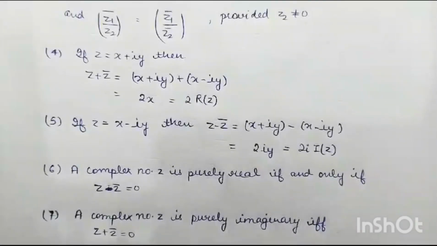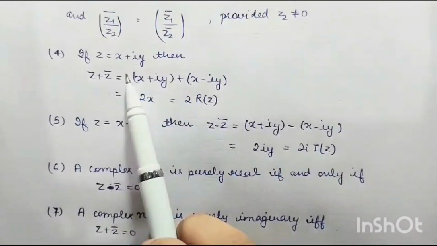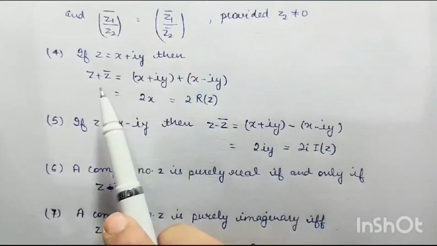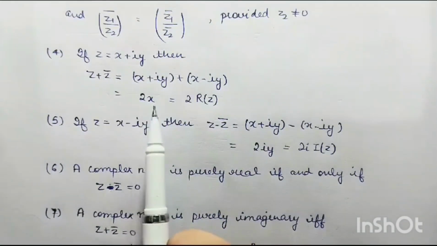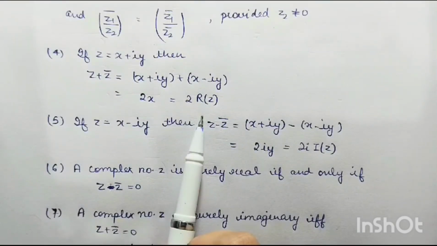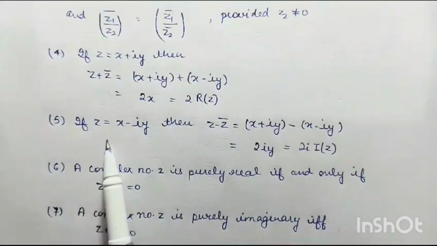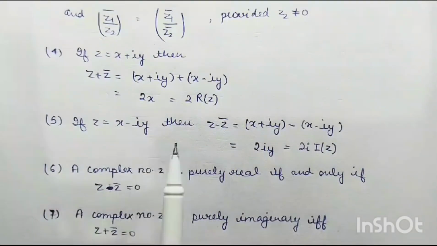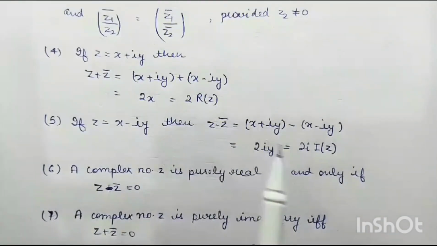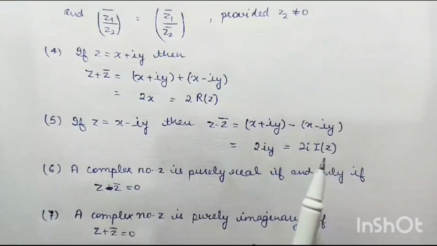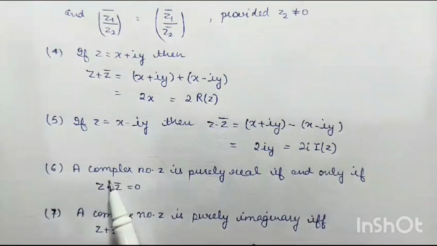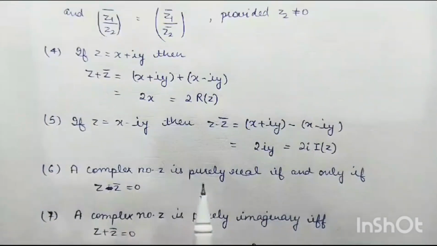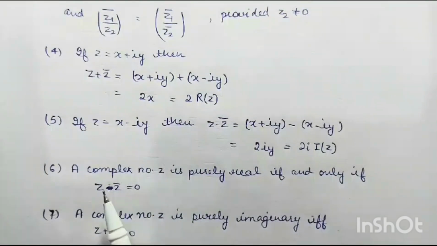Next, the fourth property: if z is equal to x plus iota y, then the sum of z and its conjugate is always twice the real part of z. The fifth: z minus z conjugate is always twice iota into the imaginary part of z. Our sixth property is that a complex number z is purely real if and only if z minus z conjugate is equal to 0.